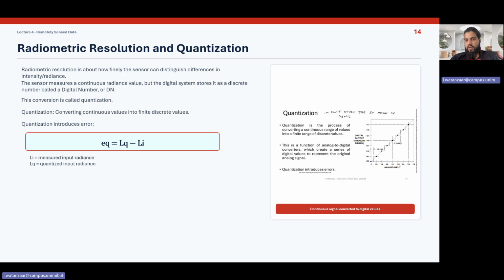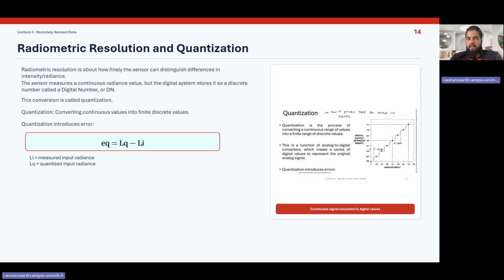So EQ equals LQ minus LI, where LI is the measured input radiance and LQ is the quantized input radiance. This is really important in radiometric resolution. It is mainly about how finely the sensor can distinguish differences in the captured intensity and radiance, measured against the total intensity coming from the electromagnetic source, which can be affected by multiple aspects such as sun position, inclination, and the orbit.